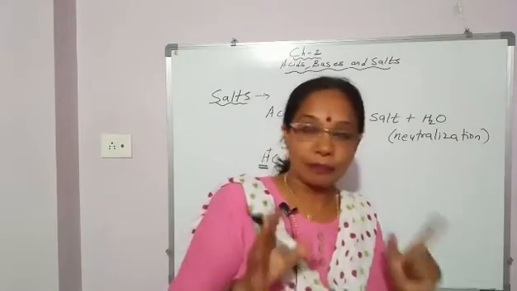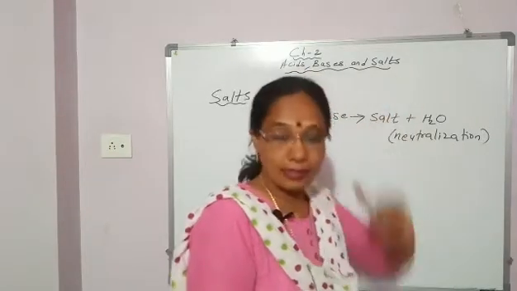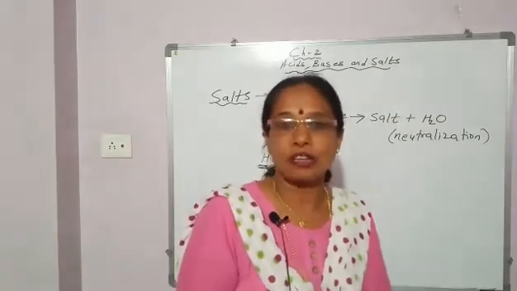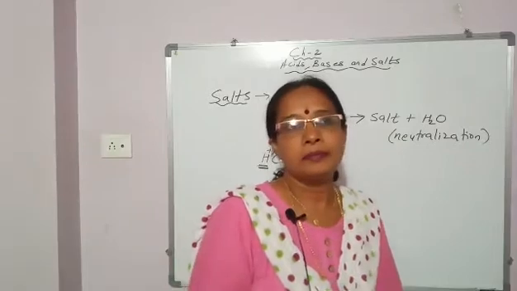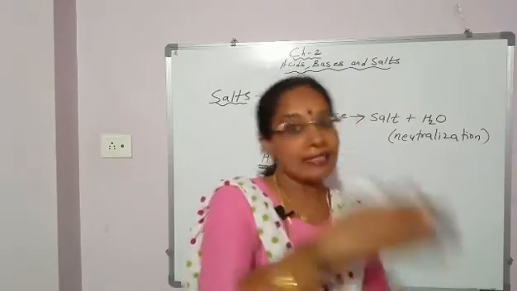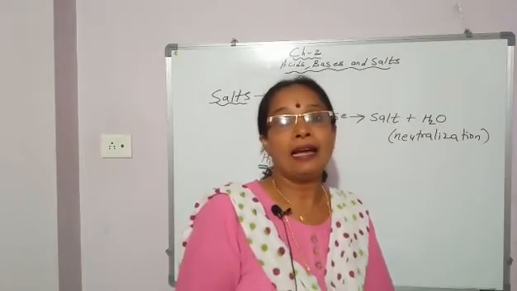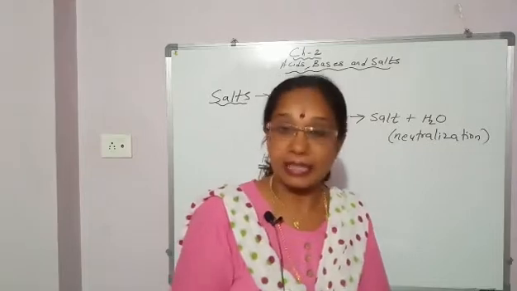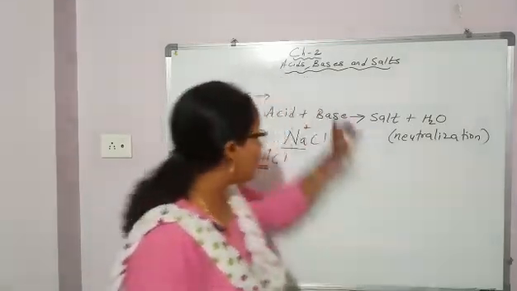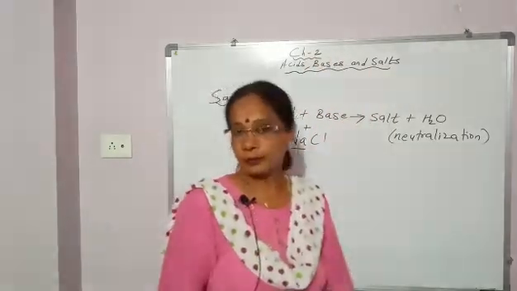So, till now we completed chapter 2, acids, bases and salts. We completed properties of acid, next properties of base, then strong acid and weak acid, then strong base and weak base. Then we discussed the pH scale, and in the last period we completed importance of pH in everyday life. So we completed acid and base. Now what is left? Salt.